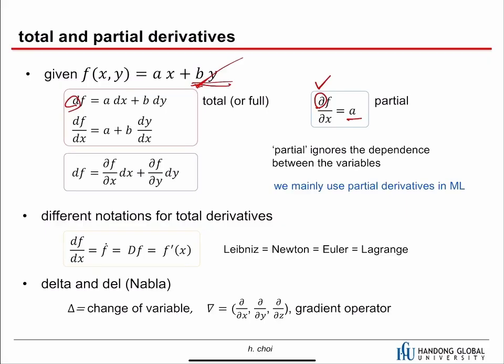And there are different notations for total derivatives. df over dx is the same as f dot or df or f dash. Okay, so there are different notations meaning the same thing. And delta is the change of variables, how much they changed. Okay, and del or nabla is the gradient operator. Okay, so they look similar, but they are different things.